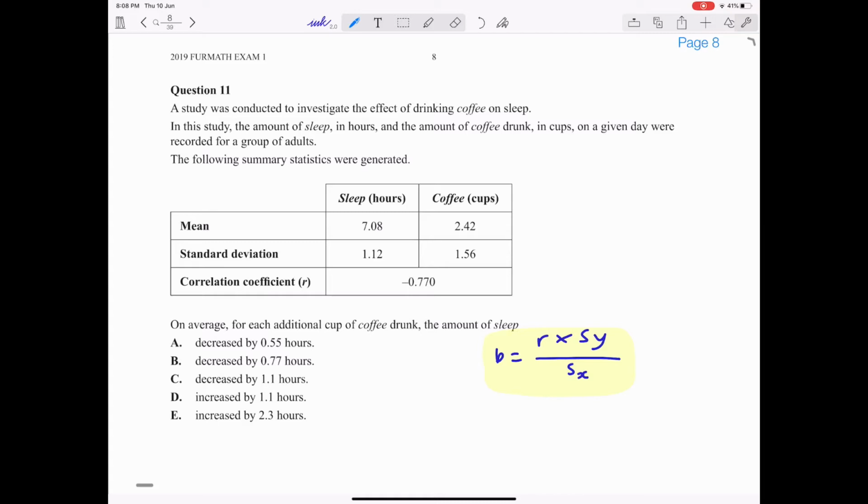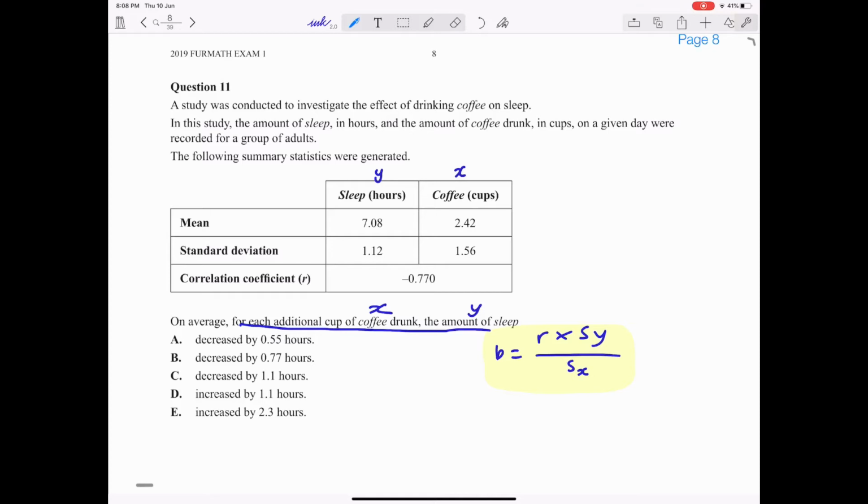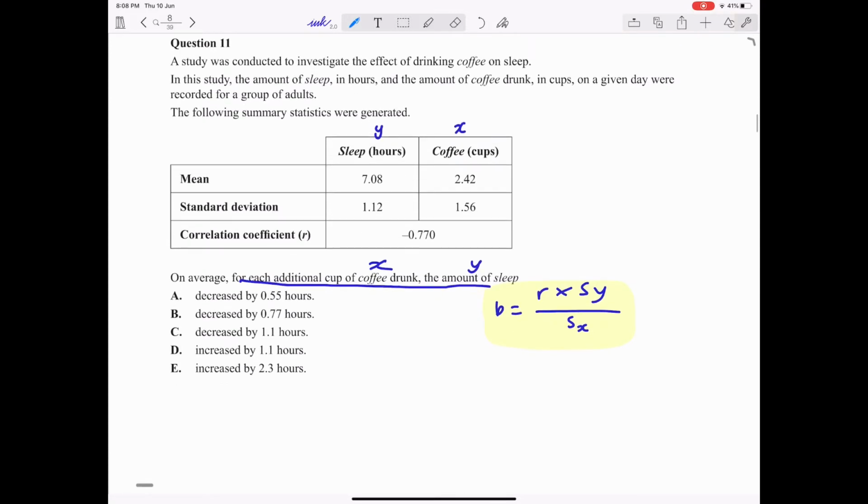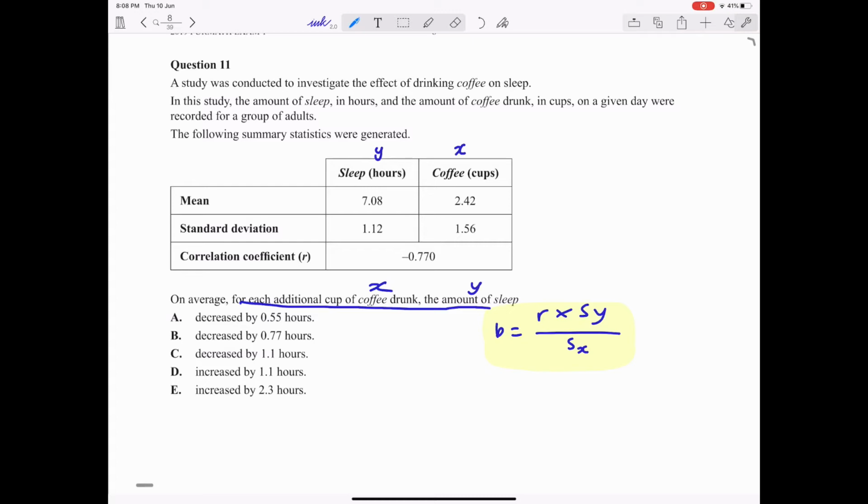To do this question, we need to first determine which variable is the explanatory variable and which is the response variable. From this statement over here, for each additional coffee drunk, that's going to be x, the explanatory variable, and the amount of sleep is going to be y, the response variable. This is because the amount of sleep is what we're measuring, so it's going to be the response variable. So we just put y and x on here. Number of coffee cups is our x variable, and the amount of sleep in hours is our y variable.